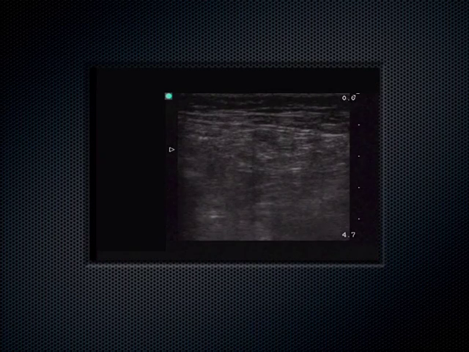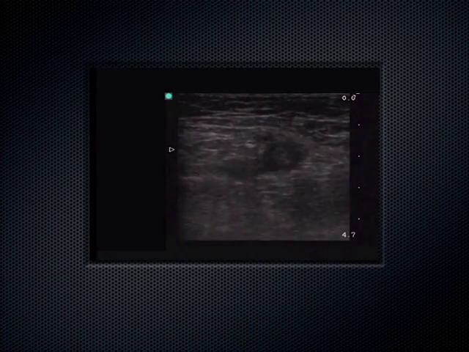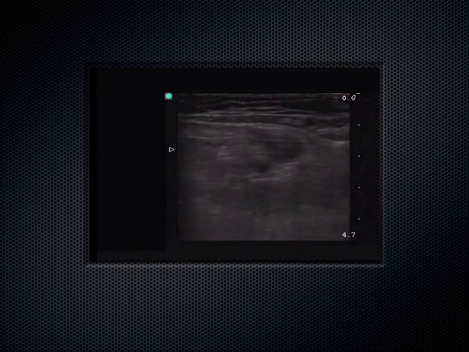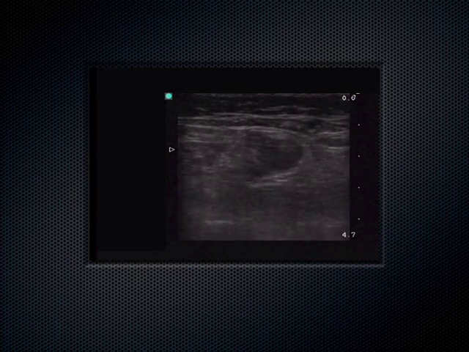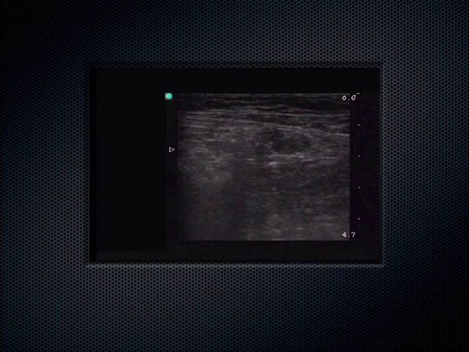They're very vascular too. If you put flow on them and you turn down the pulse repetition frequency, something we're going to talk a lot more about next year, you can make the flow very sensitive. You can see those lymph nodes really light up. They're cool. So this is a little old lady that came in complaining of leg swelling. What do we see here?